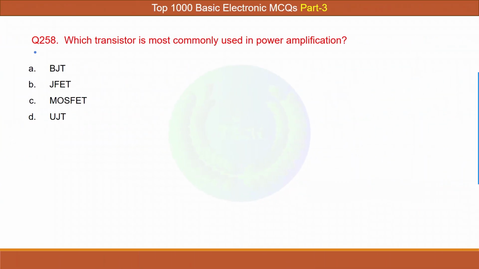Next question, question number 258. Which transistor is most commonly used in power amplification? Option A, BJT, option B, JFET, option C, MOSFET, option D, UJT. The answer is option A, BJT.